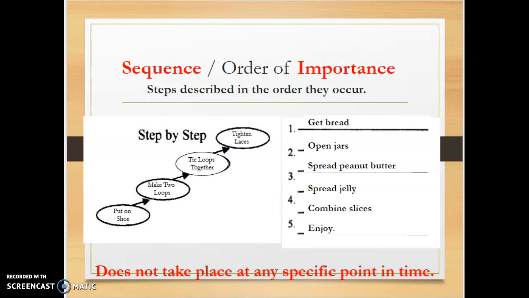So if you need to tie your shoe, you put on your shoe, you make 2 loops, you tie the loops together, you tighten your laces. Or an explanation of how to make a peanut butter and jelly sandwich. These actually do not take place at any specific point in time, so that's a difference between chronological and sequence, but they are still telling you how to do something.